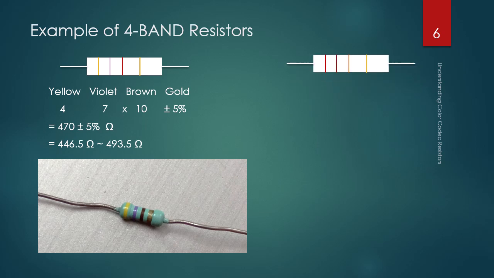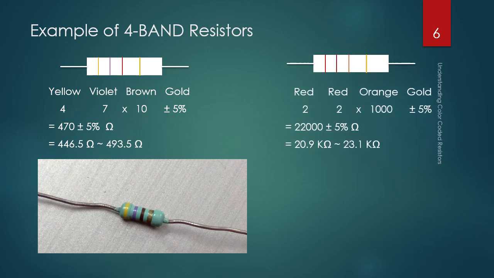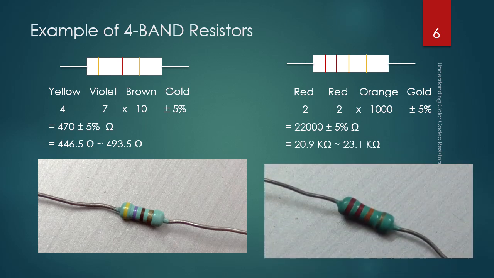Let us take another example with red, red, orange and gold as the combination. The first two bands, red and red, have significant digits 2 and 2. Orange has a multiplier value of 10 to the power 3, that is 1000, and gold again has a tolerance value of plus or minus 5%. So the value comes down to 22 kilo ohms or 22000 ohms with a plus or minus 5% change. That is 20.9 kilo ohm to 23.1 kilo ohm is the range of this resistor. This is how it looks like.